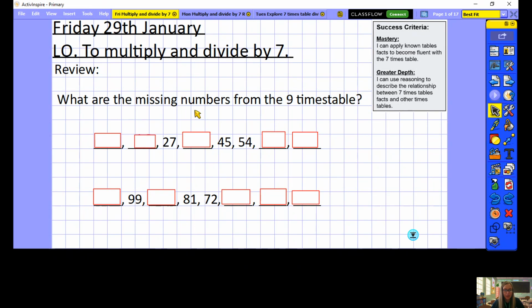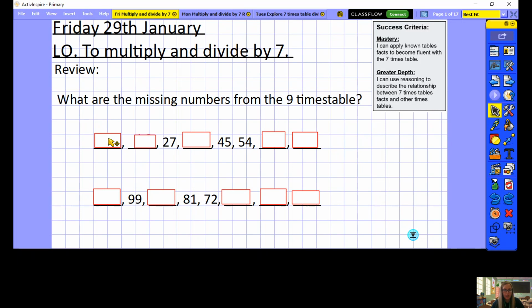So the first one we're going to have a look at, the top one here, and we need to look at, do we think the numbers are going up in the 9 times table, or are they getting smaller and going down in the 9 times table? So I can use the numbers 45 and 54 here to help me, and I can see that the numbers are going up. So I know that the number before the number 27 is going to be 9 less, and I know that the number after the number 27 is going to be 9 more. So let's see how you got on. Mark yours as you go along.